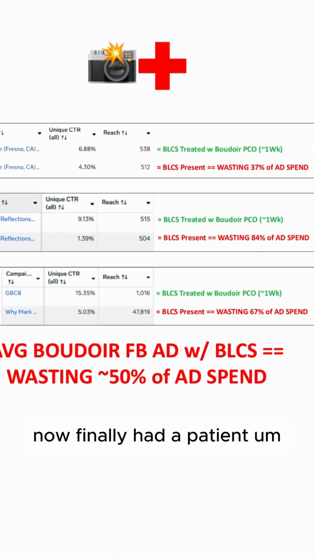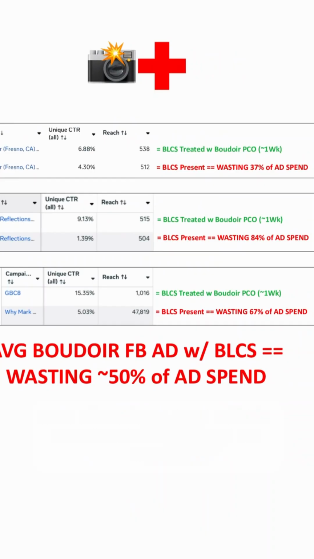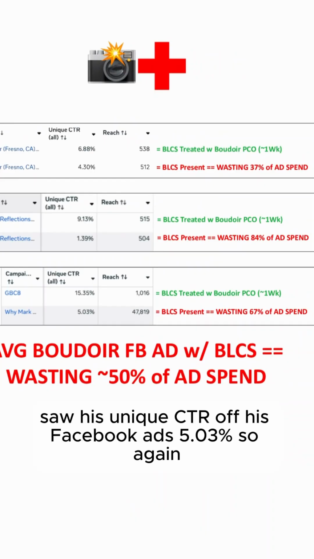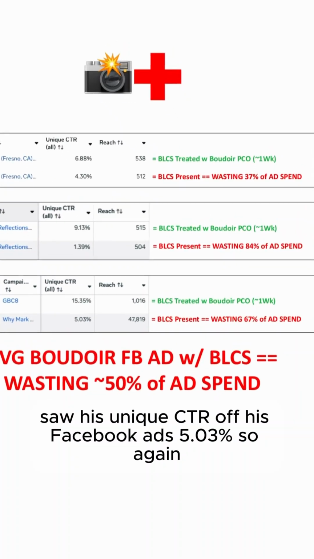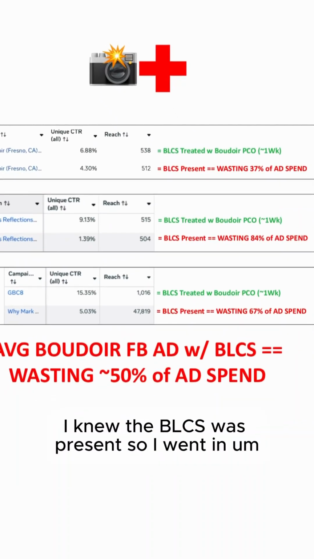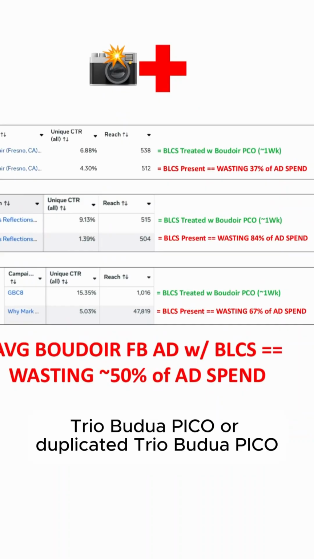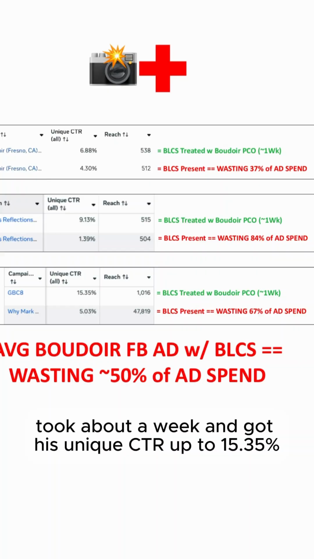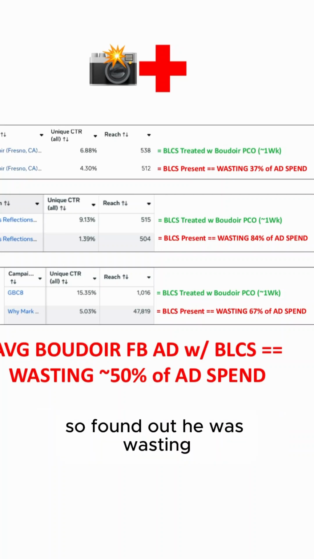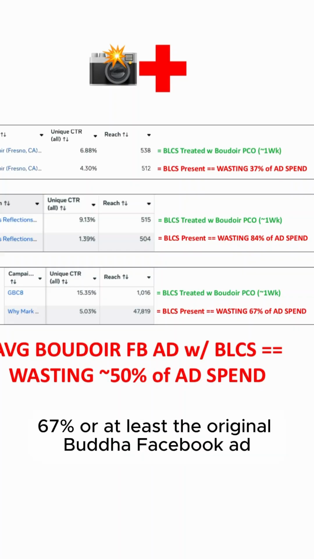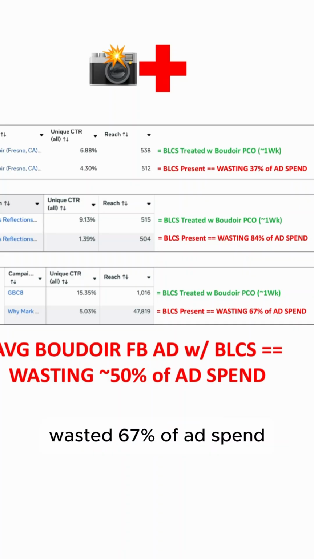Now, I finally had a patient whose Facebook ad unique CTR was 5.03%. So again, I knew the BLCS was present. So I went in, duplicated, treated with Boudoir Pico, took about a week, and got his unique CTR up to 15.35%. So I found out the original Boudoir Facebook ad was wasting 67% of ad spend.